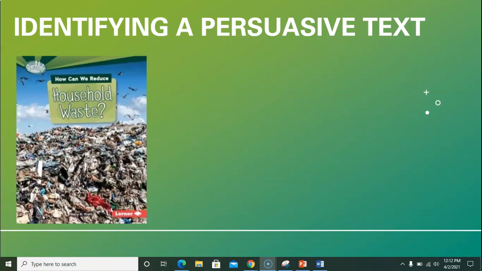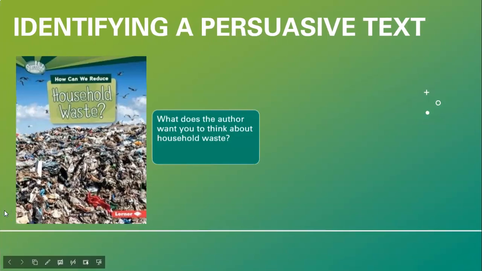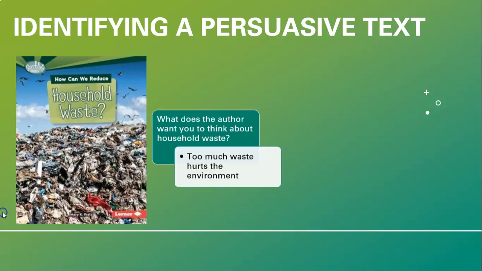For our next step, we want to identify what the author is trying to get us to do or believe. So in household waste, what does the author want you to think about household waste? Think back a little bit. We've used it in a couple of different lessons. Ultimately, I can use my good summary skills and say that the author wants us to think that too much waste hurts the environment. Good skill there. Yeah. And a true fact.